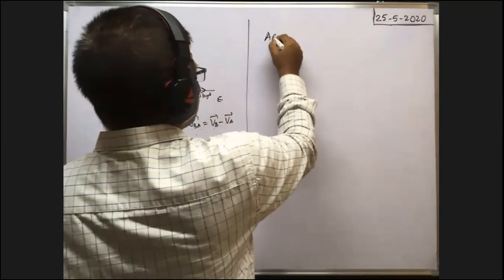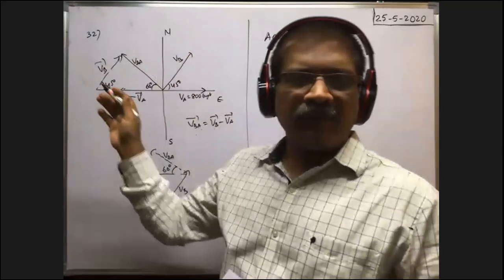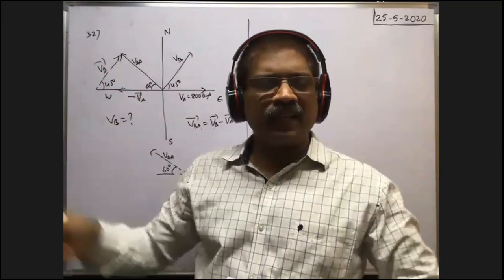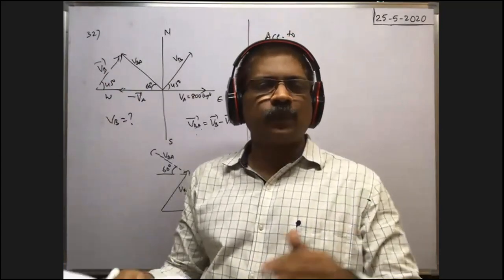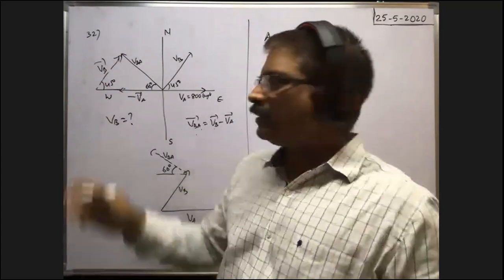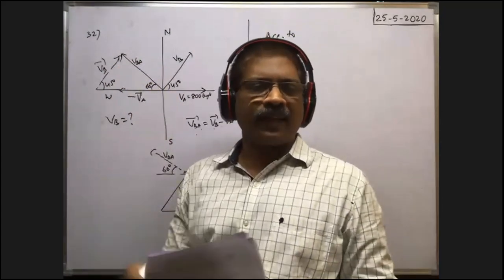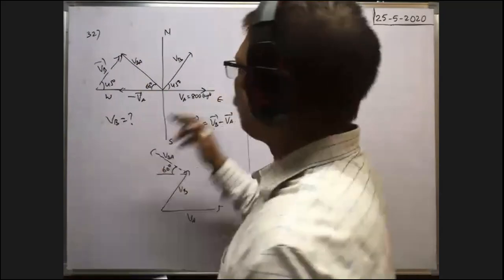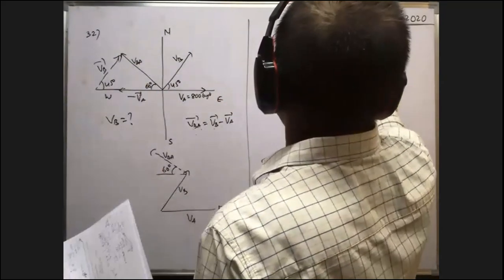According to Lami's theorem, because these are not right angle triangles. If these are right angle triangles, directly tan theta is equal to opposite by adjacent, or sin theta is equal to opposite by hypotenuse, we can find like that. But these are not right angle triangles, so we cannot do directly. That's why you apply Lami's theorem, which we already discussed in basic mathematics.